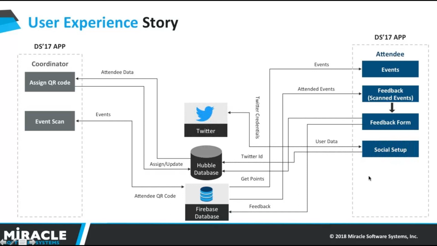Next, in the social setup page, as I explained in the previous slide, upon entering the credentials, if it is authenticated successfully, we get the user data over there, and the Twitter ID will be updated in the Hubble database.